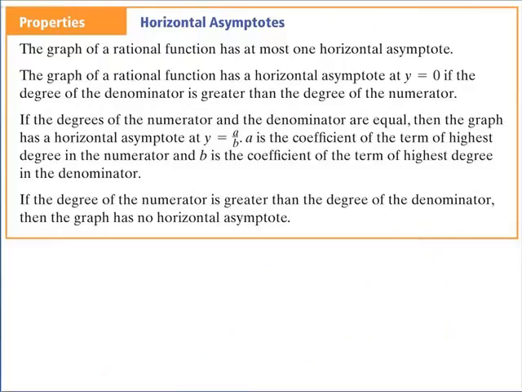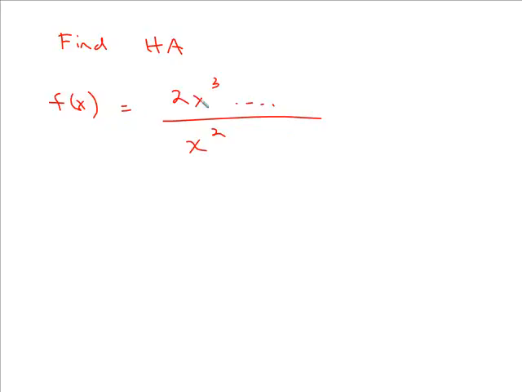So let's summarize this so it makes a little more sense. Let's say we're trying to find horizontal asymptotes, and all you really care about is the highest degrees. Say you have some function f of x equal to 2x to the third, and so on, over x squared. The highest exponent on top is bigger than in the denominator, so you're going to have no horizontal asymptotes, none.